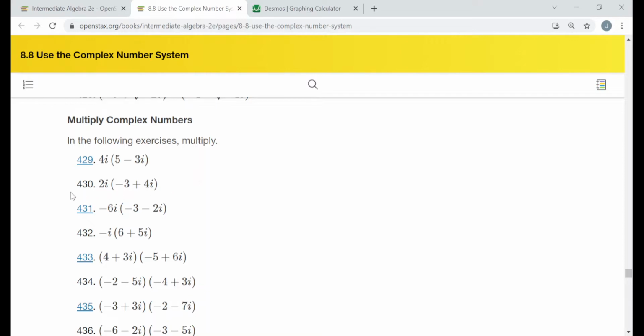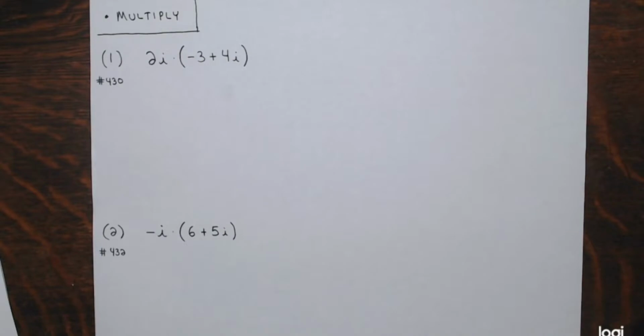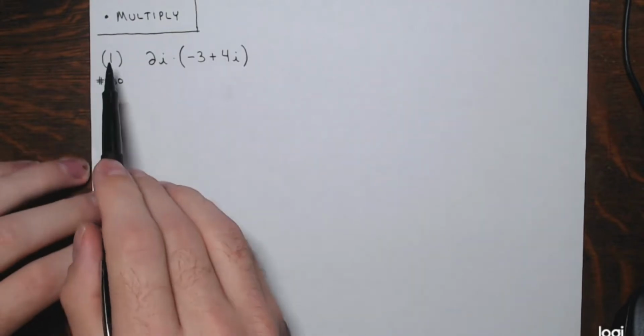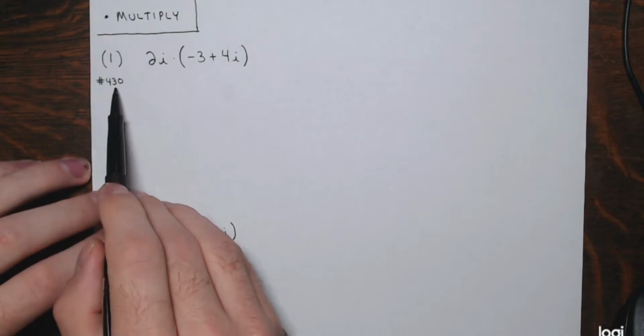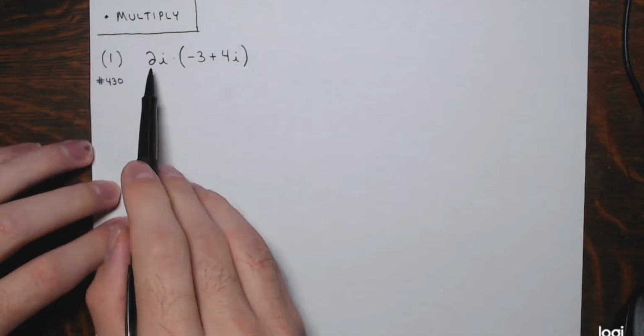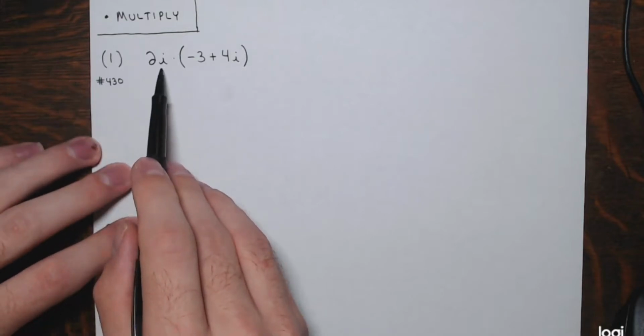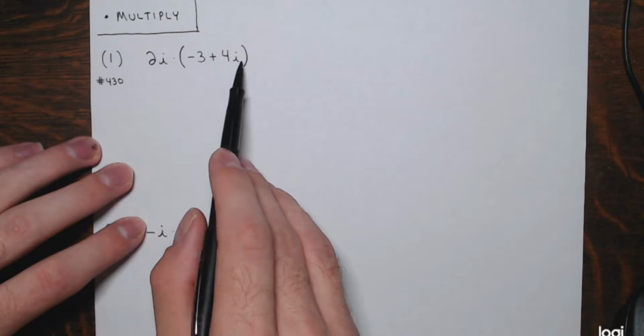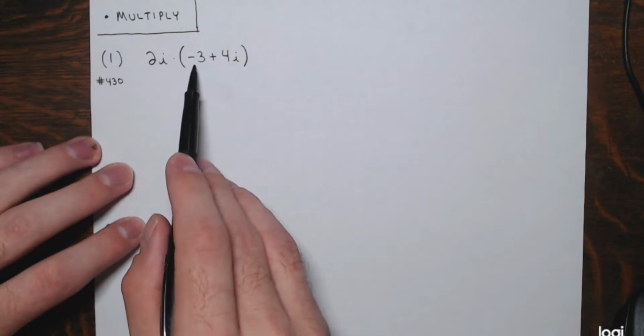So the first exercise I'm going to do, first example, is number 430. I've got these written out. We're just asked to multiply and of course simplify if necessary. So this is example 1 corresponding to exercise 430 from the text. We have 2i multiplied by the quantity, a sum, negative 3 plus 4i.